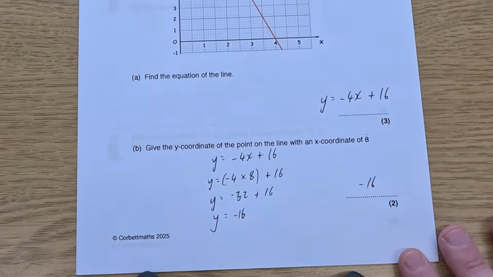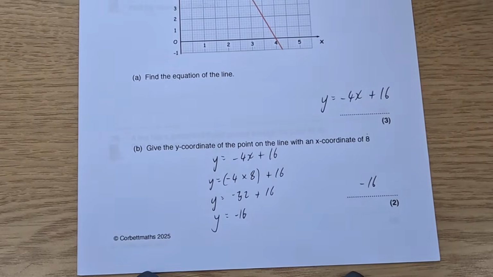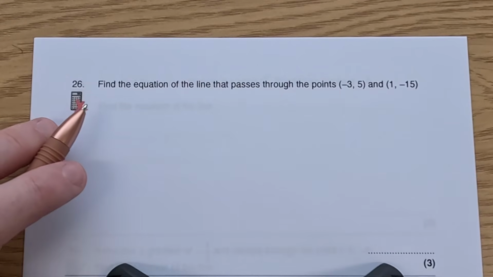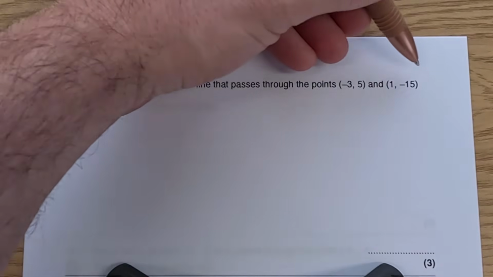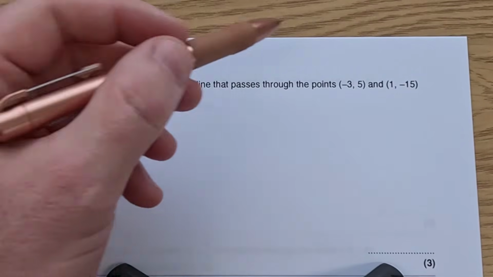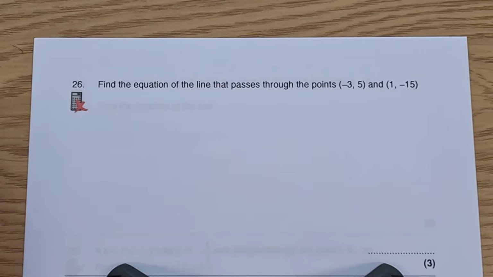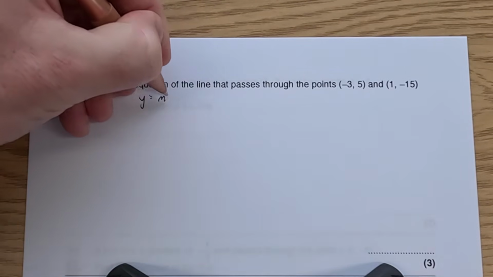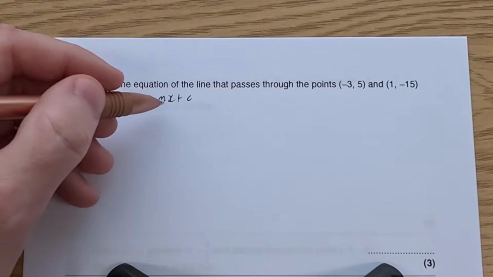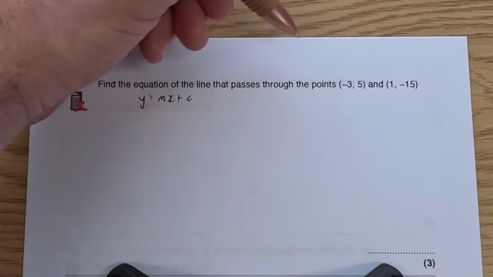And that's it. Okay, let's look at our next question, question number 26. So question number 26 says, find the equation of the line that passes through the points negative 3, 5 and 1, negative 15. So we want to find the equation of the line that passes through those points. It's obviously the equation of a line, so it's going to be in the form y equals mx plus c. And we want to find the gradient of the line that passes through these 2 points.